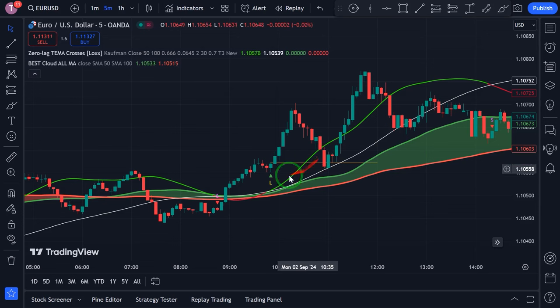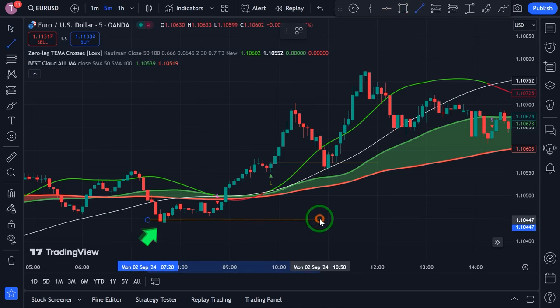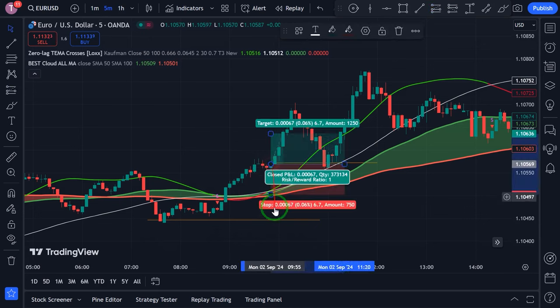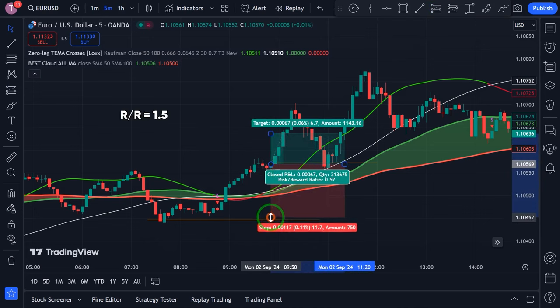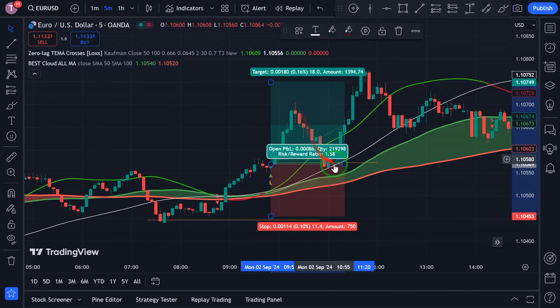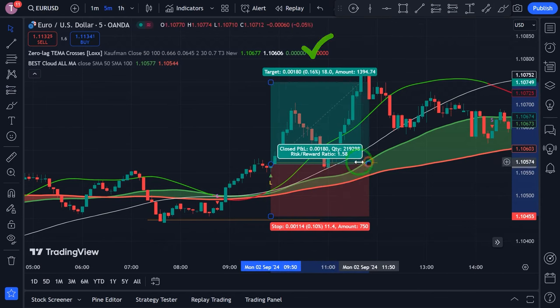Now we need to set a stop loss for our trade. I recommend finding the last swing low and placing your stop loss slightly below that level. Now you can enter the buy trade, and for the take profit, just consider a risk to reward ratio of 1 to 1.5. Now you just need to wait for the trade to close with a profit.